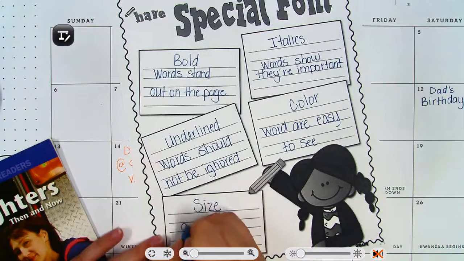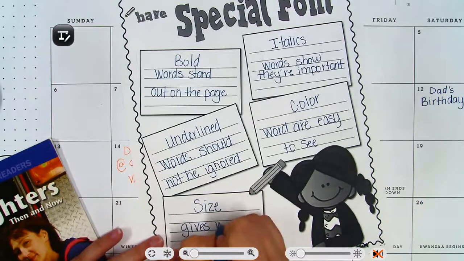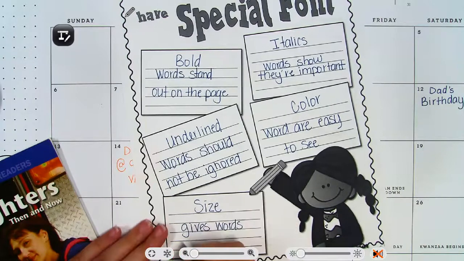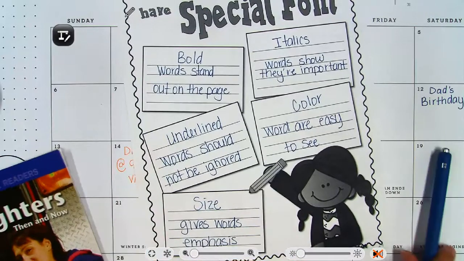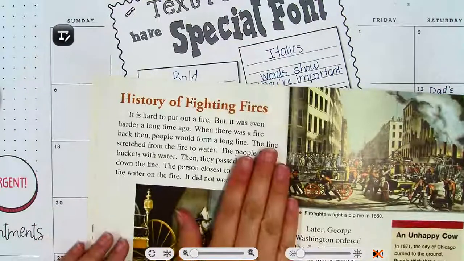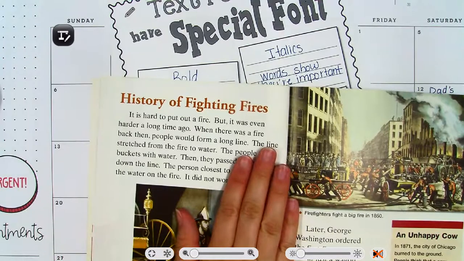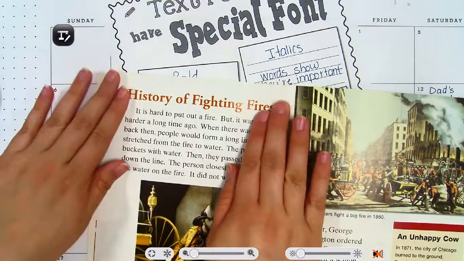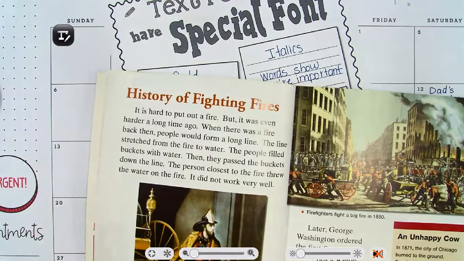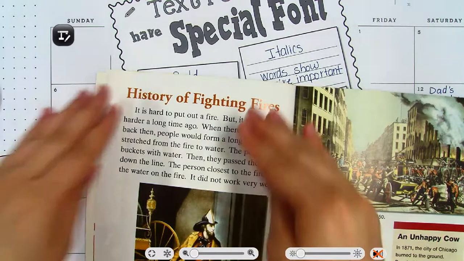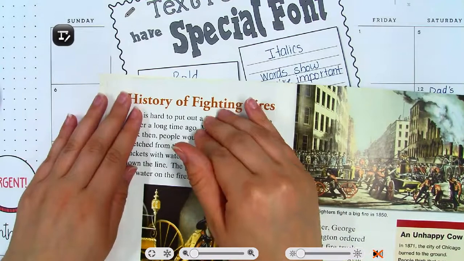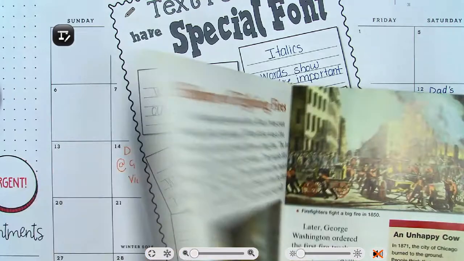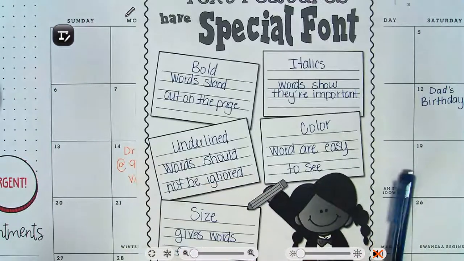gives words emphasis. Okay, so again, a header is going to be a lot bigger. It's emphasizing, it's wanting you to know, like, this is a header. We're going to emphasize the header. When you look at this page, we want your eyes to go straight to the header, so we know that, hey, our header is History of Firefighters, so I'm fixing to read about the history of firefighters.